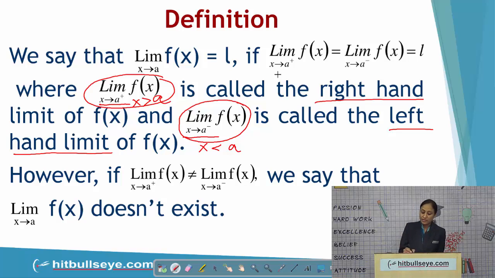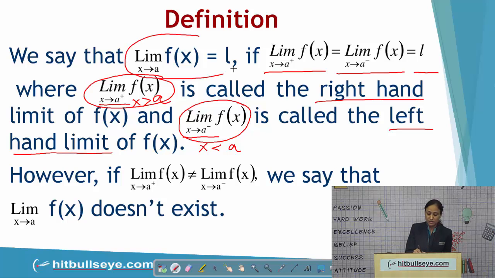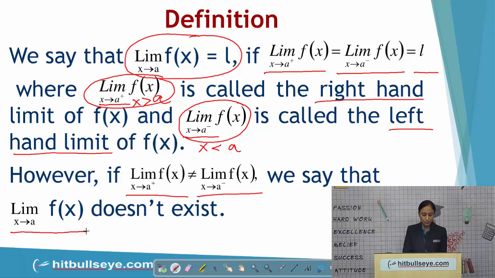Now, when the right hand limit is equal to the left hand limit is equal to L, then we say that limit x approaches a, f(x) is equal to L. But if the right hand limit is not equal to the left hand limit, then we say that limit x approaches a, f(x) does not exist.